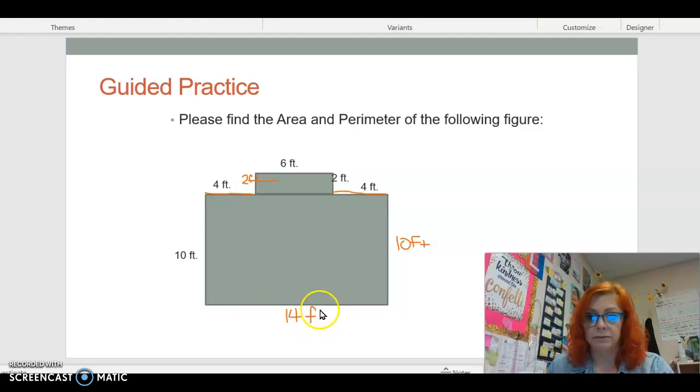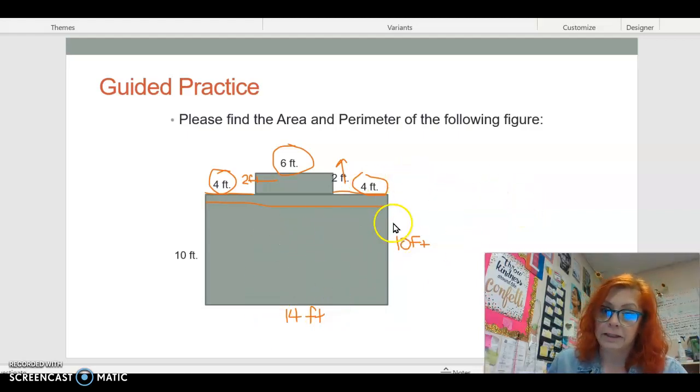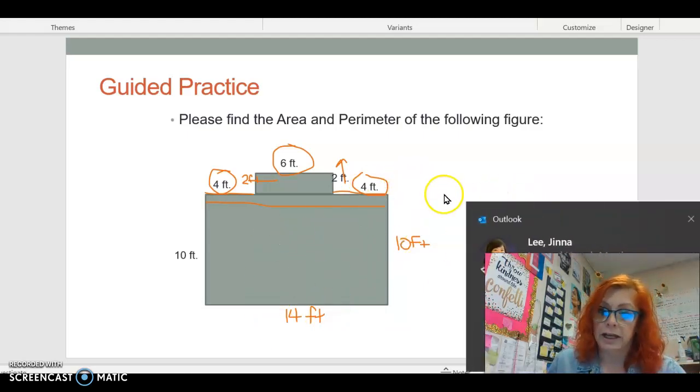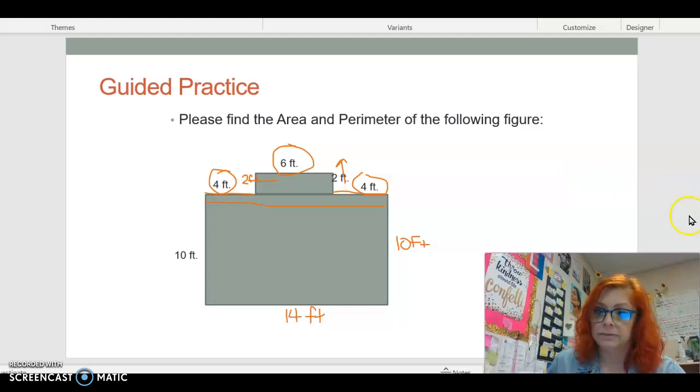And the reason that it's 14 feet is it's this one plus this one plus this one. That's telling me this length. I don't have to include these 2's because that's telling me the distance upward. So when you do a problem like this, you're going to have to do one shape first and then the other shape. So let's find the area of this rectangle. What is the area of this rectangle?